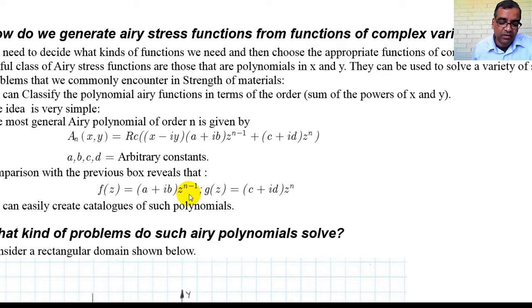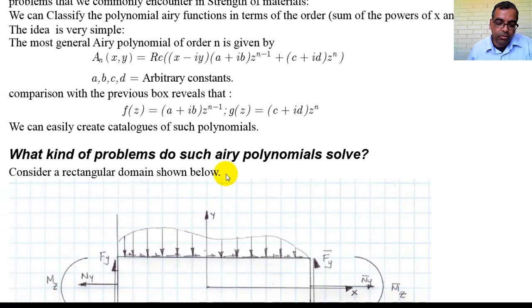Basically, F(z) is this, G(z) is that. So if you pick n equal to 2, n equal to 3, n equal to 4, n equal to 5, you can keep generating. That's all. You will get all of them. There is nothing more to it.